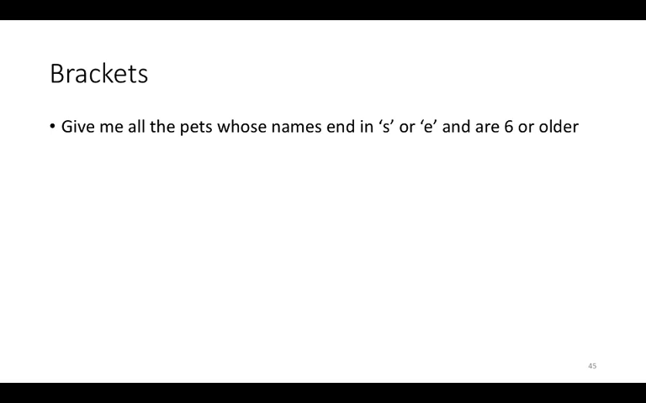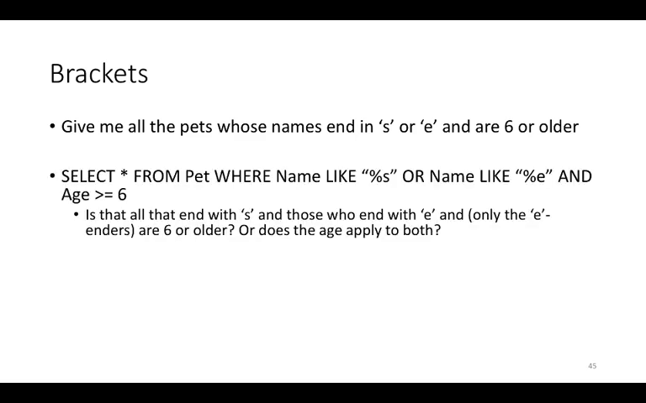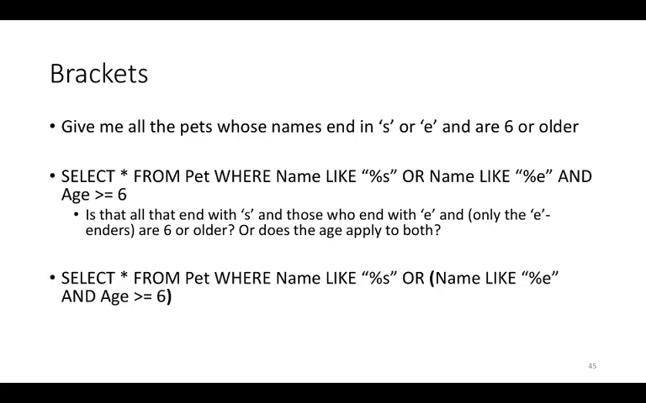So if I said, give me all the pets whose names end in S or E and are 6 or older, there's a few different ways that we can interpret that. If this was our query, what are we saying? Are we saying everything that ends with S, and everything that ends with E and are 6 or older, so only the ones that end in E we care about the age of? Or are we saying that actually we want all of those that end in S and E, and then of that set, we only want those that are 6 or older. So it can be ambiguous in terms of the statement, so we want to try and make it a bit clearer. So we do that with brackets.